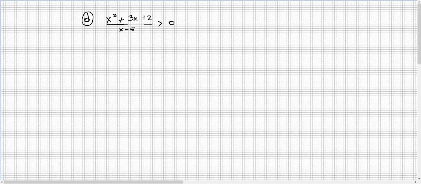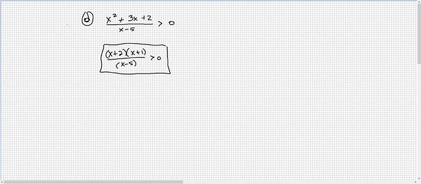Alright, this is the next problem, and this one has 0 on the right, 1 term on the left, but we have a little bit of factoring on the top. What are two numbers that multiply to 2 and add up to 3? 2 and 1. So this is x plus 2, x plus 1, over x minus 5, greater than 0. And this is the one that I'm going to use.